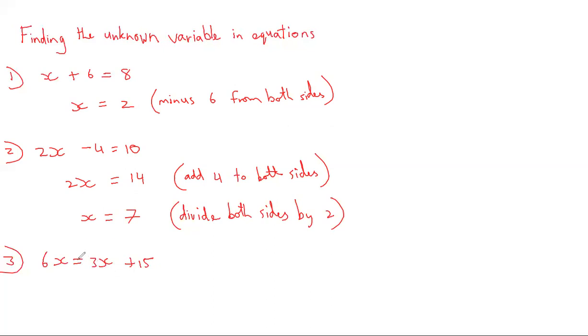We want to get rid of the 3x from here. Right now, 3x is being added to 15. To get rid of 3x, we minus 3x. So therefore, we can minus 3x from both sides. Remember, law of equation, whatever you do to one side, you do to the other. Think of it as a scale that we want to keep balanced. So to keep the scale balanced, whatever we minus from one side, we minus from the other. 6x minus 3x is 3x. And when we minus 3x from this side, 15 remains.